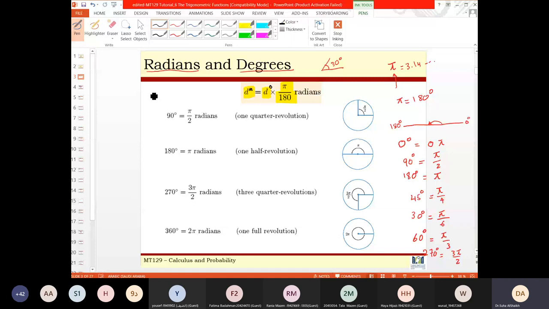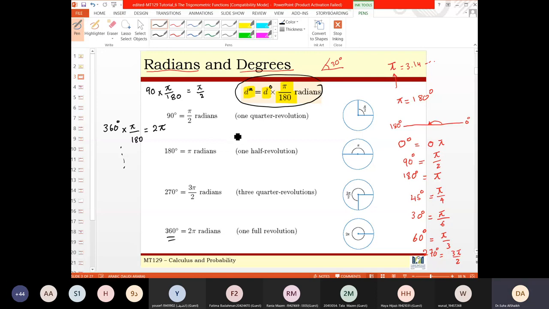Let's do it for example for 90. If I want to change it to radian, we multiply with pi over 180. This will be pi over 2. For example, 360: if I want to convert 360 degrees to radian, I multiply it with pi over 180. This will be 2 pi, and so on. So this is the formula we use to change from degree to radian.